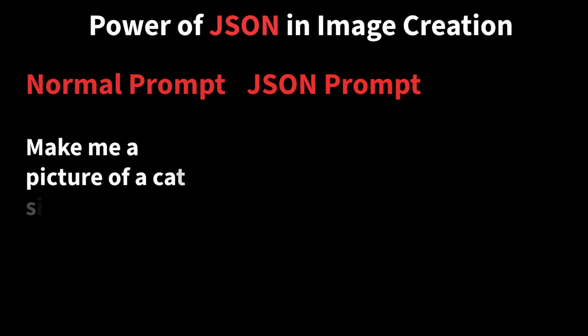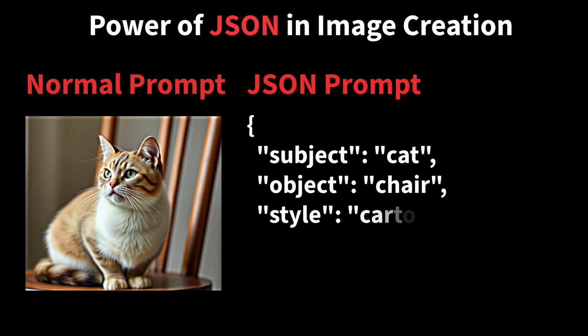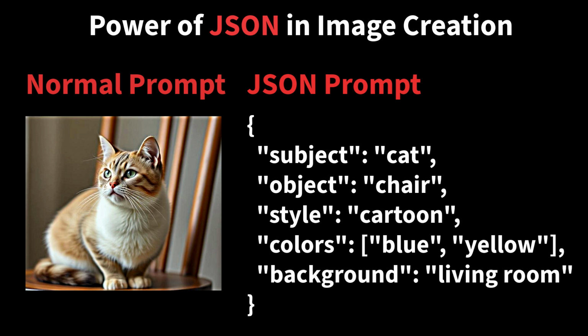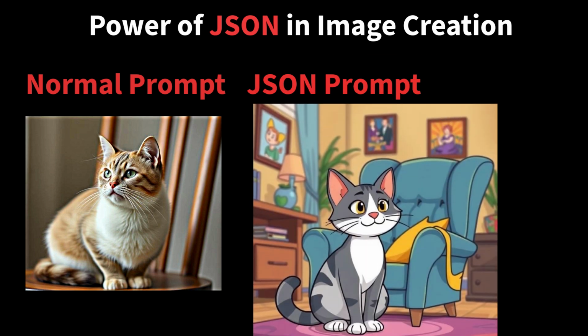Now let's do a side-by-side comparison of image creation and video creation using JSON prompting versus normal prompting. Using normal prompting, if I'm creating an image, like make me a picture of a cat sitting on the chair, AI might create and generate a realistic cat or a cartoon or even the wrong background. What if I use JSON prompt for this? The subject is cat and the object is chair. Style is cartoon. The colors are blue and yellow. And finally, the background is living room. This gives you control. Now you know exactly how your cat picture will look. The results of JSON prompting is really stunning, right?